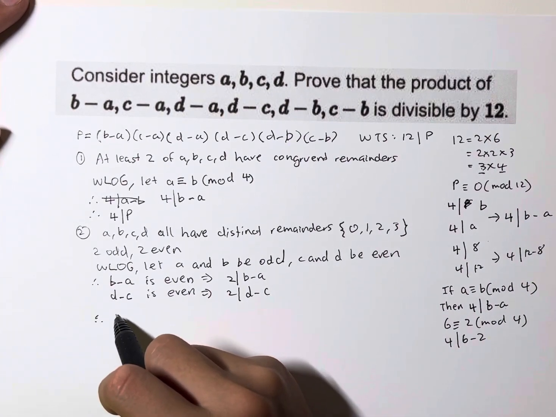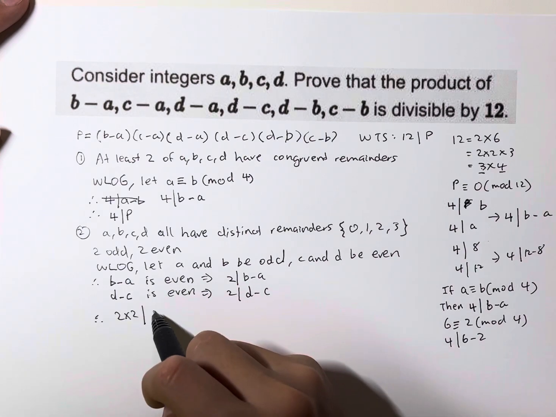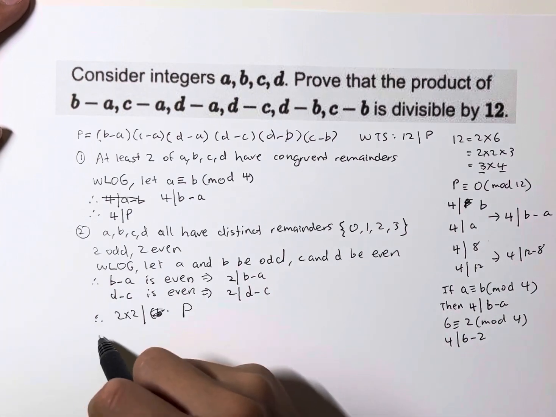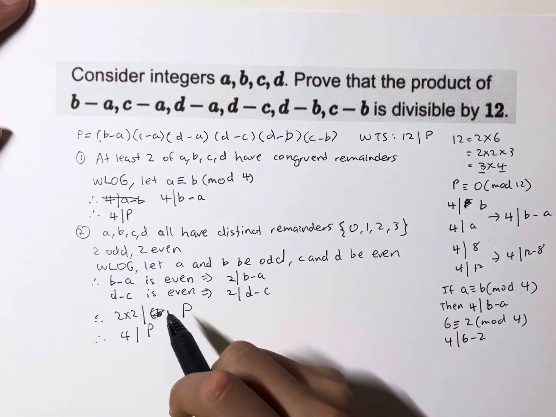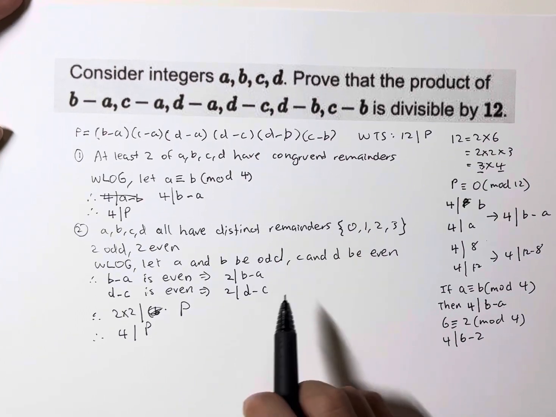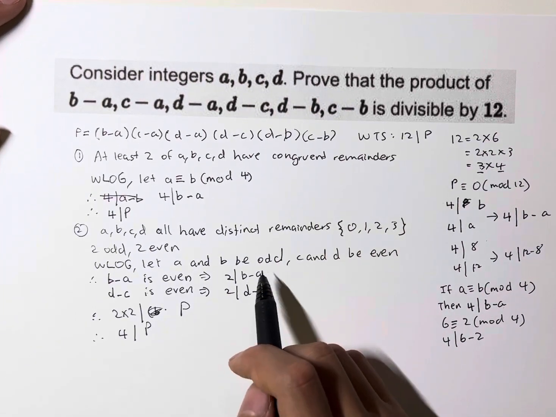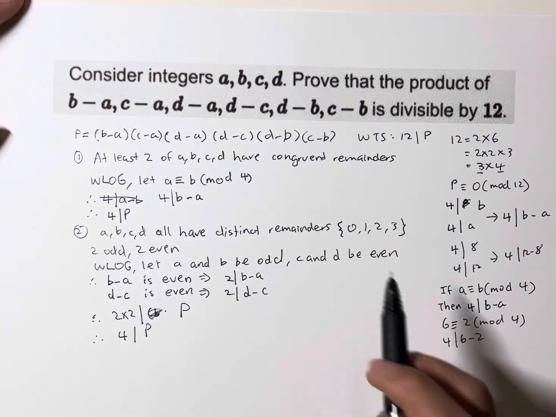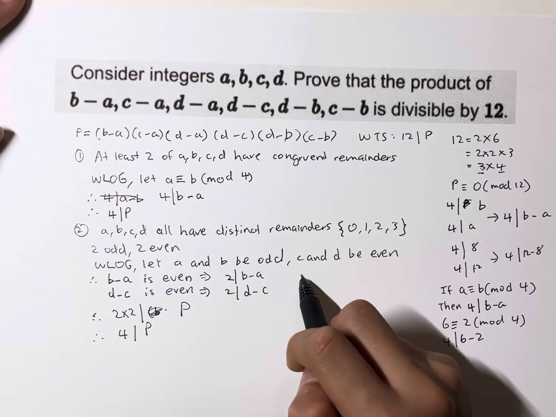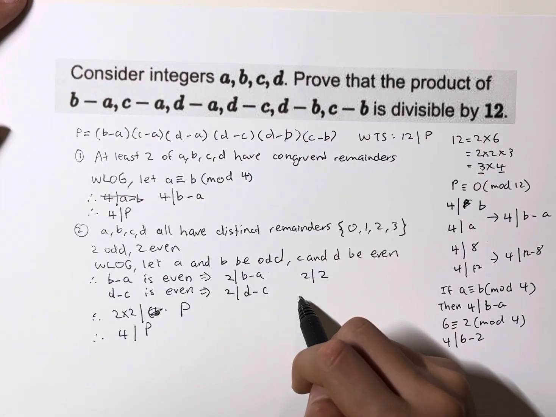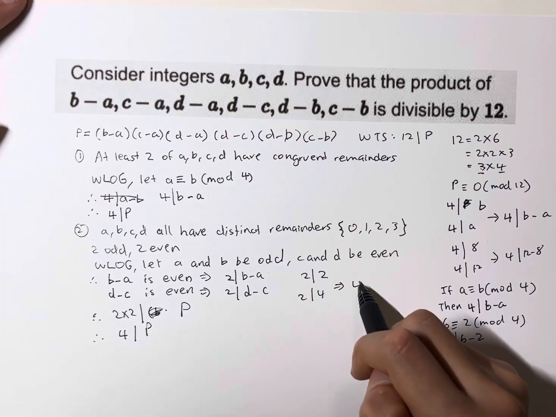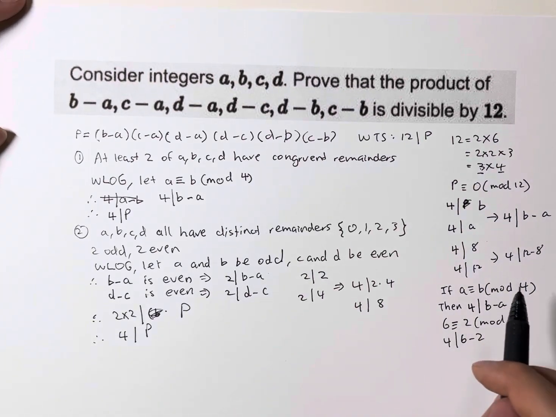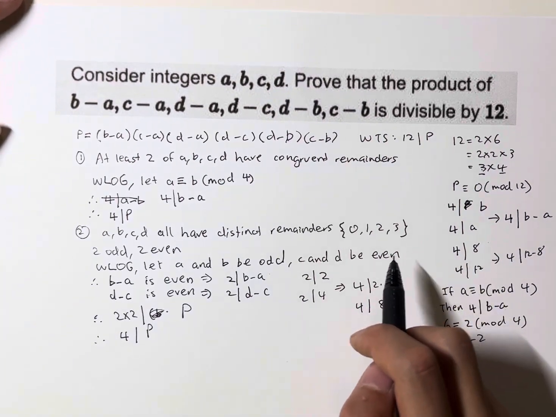This will mean that 2 times 2 will be a factor of P. So 4 will be a factor of P. This is pretty obvious because if you have 2 even factors, B minus A and D minus C, the product will be a multiple of 4. For example, 2 is a factor of 2, 2 is a factor of 4, this will mean that 4 is a factor of 2 times 4. 4 is a factor of 8, which is true. So now we have 4 down.